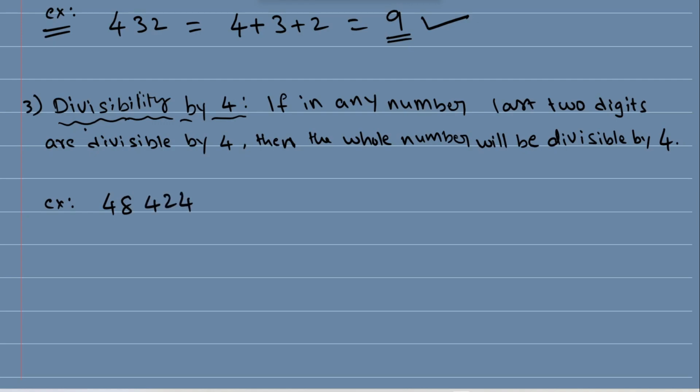424. Consider the last 2 digits. 24 is divisible by 4. If we take the last 2 digits and they are divisible by 4, the whole number will be divisible by 4.